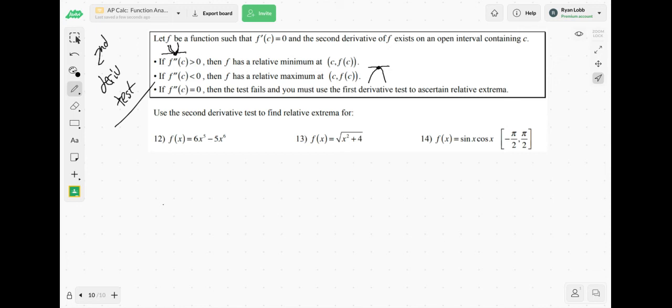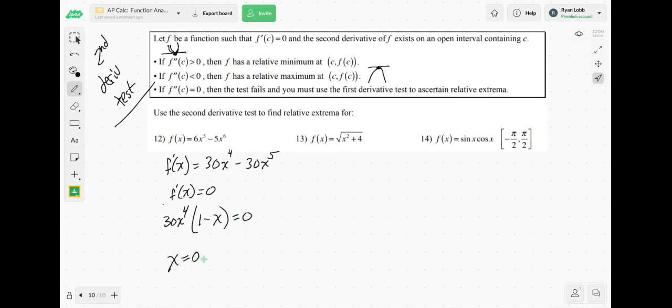So here, let's do the second derivative test and see how this works. In order to do that, we want to find where the max and mins are. Well, possible maxes and mins occur at critical numbers of f. So f prime of x equals 30x to the fourth minus 30x to the fifth. We set this equal to 0. Factor out a 30x to the fourth, and then multiply by what's left: 1 minus x equals 0, in which case x equals 0 or 1.